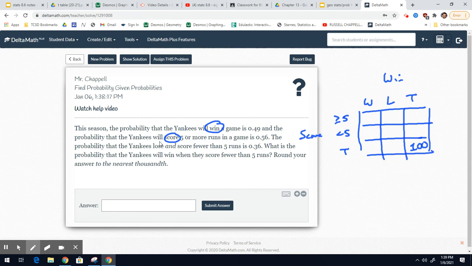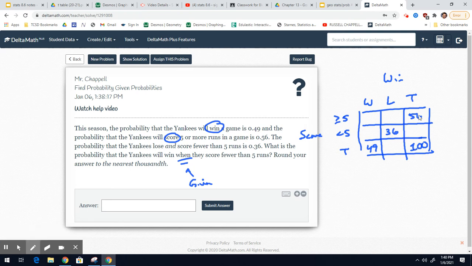It's fine. So the probability that the Yankees will win is 0.49. So a win is 49. So 49 times they'll win. The probability that they score 5 or more runs, so 5 or more runs, is 0.56, 56% of the time. The probability that the Yankees lose and score fewer than 5 runs is 0.36. That's this box right here. Lose and score fewer. That's 36. What is the probability that the Yankees will win when they score fewer than 5 runs? That's given. So be aware of that. This is a conditional probability. All right, let's fill in the table.